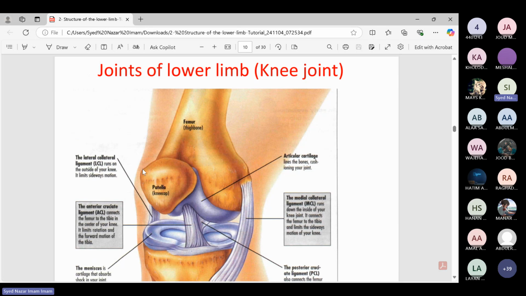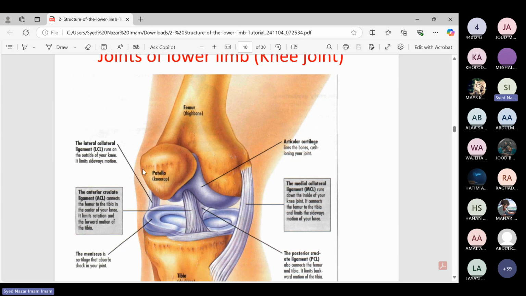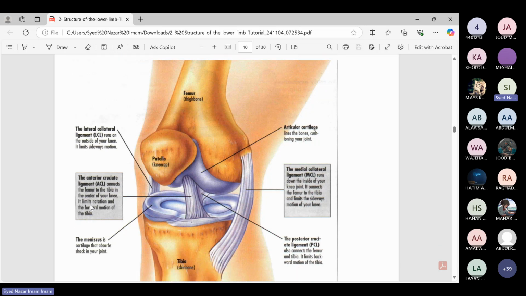Now, again, what are the things you have to know? You start with the type of joint. It's a synovial hinge joint. The knee joint is a synovial hinge joint. What are the bones forming the knee joint? It's the lower end of the femur, like two condyles, and the upper end of the tibia, with the patella. Fibula is not contributing to the knee joint. So these are the bones forming the knee joint. Okay, now let's see the ligaments.